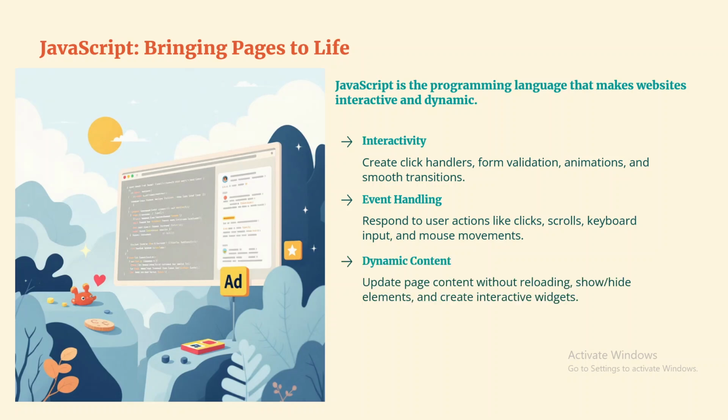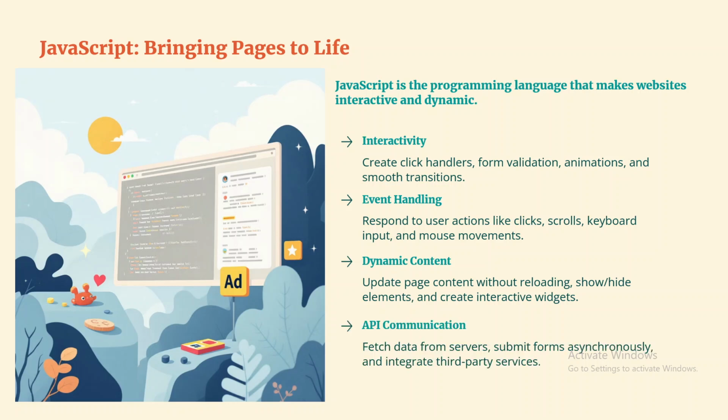Okay, so next one is dynamic content. Dynamic content means it updates the page content instantly without refreshing, shows or hides elements, or creates interactive components. So these are all dynamic content. So next one is API communication. API communication means it fetches data from servers in the background, submits forms without page reload, and integrates external services like payment systems. Modern web apps feel fast and responsive because of JavaScript.